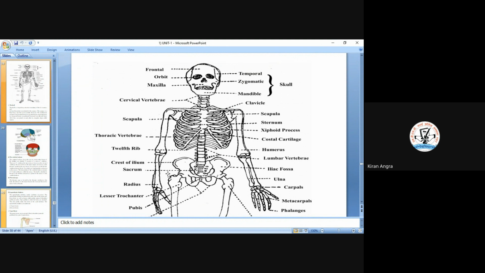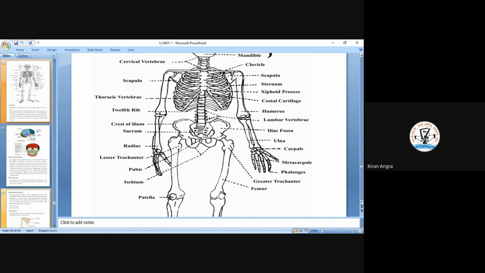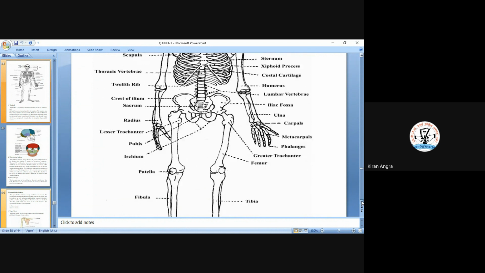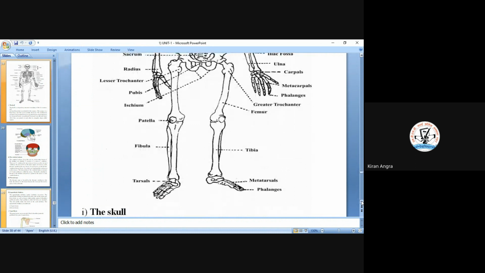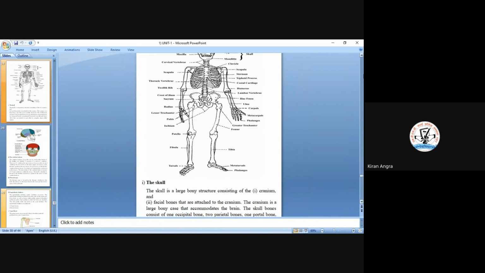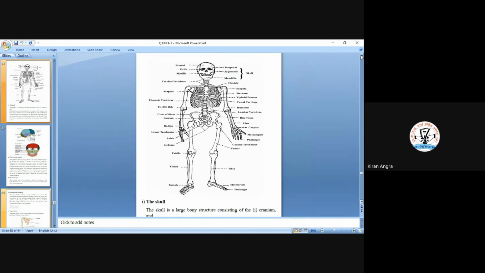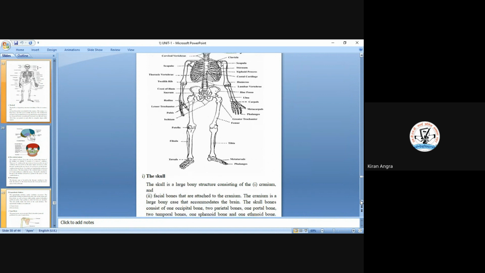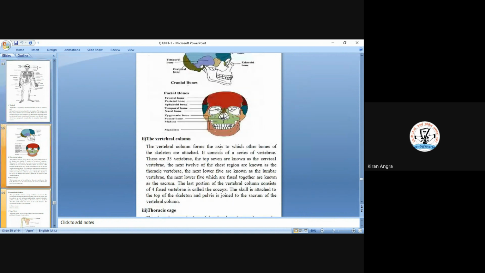The skeletal system is divided into two parts, called the axial skeleton and the appendicular skeleton. What is the axial skeleton? The axial skeleton serves mainly to protect and support the internal structures of the body and consists of three main parts. They are the skull, second the vertebral column, and the thoracic cage.